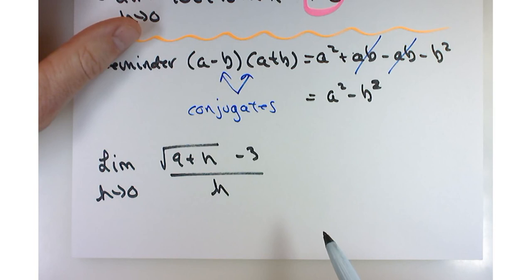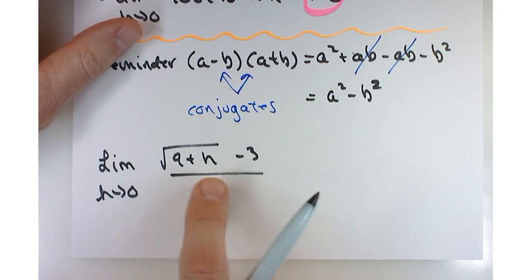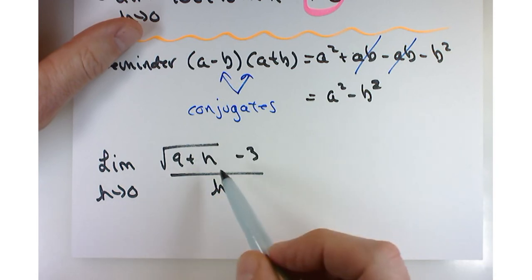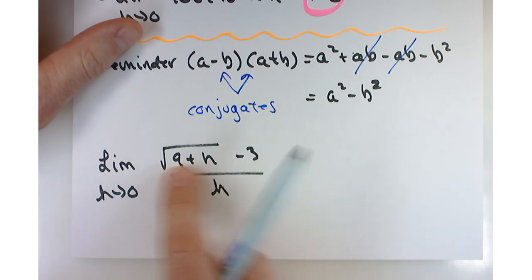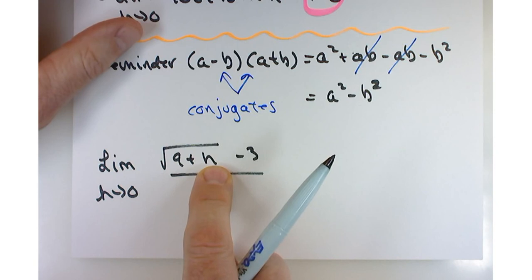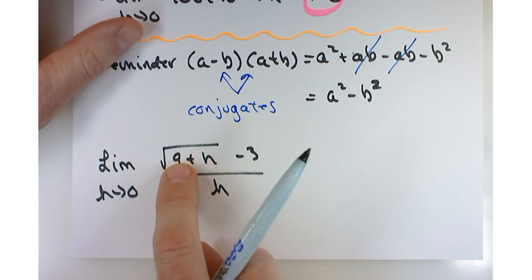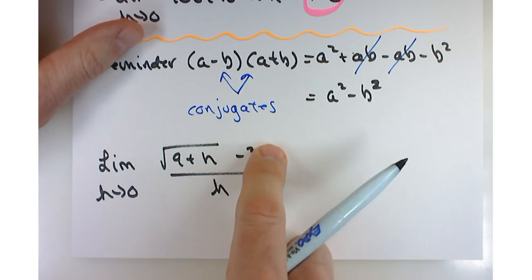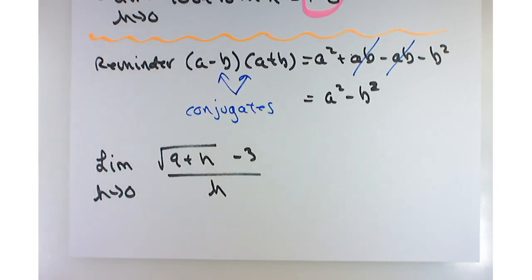So if I plug in a 0, that'd be 9 plus 0 would be 9. Square root of 9 is 3, 3 minus 3 is 0. You end up with 0 over 0. When you end up with 0 over 0, the problem is screaming out to you. You've got to do something different. You're not going to be able to evaluate this directly just yet.